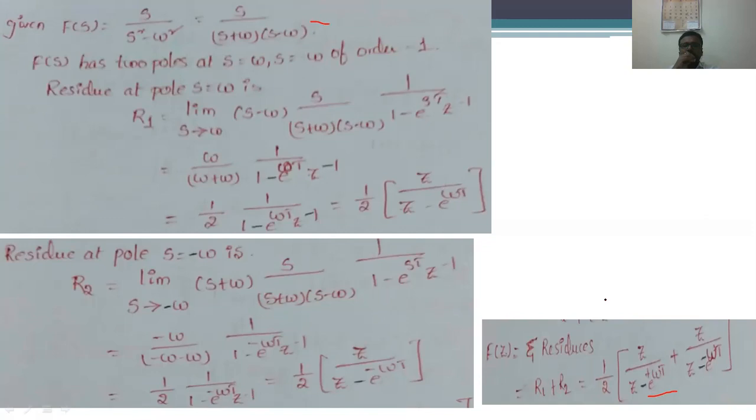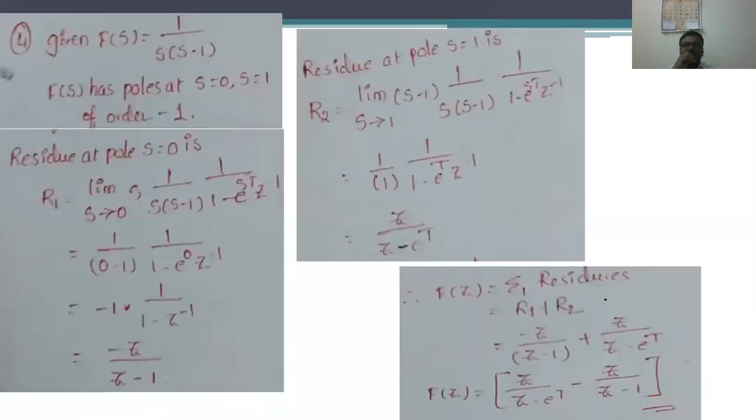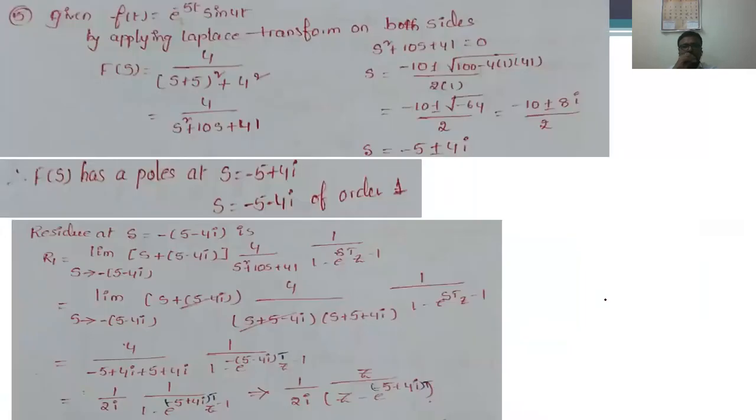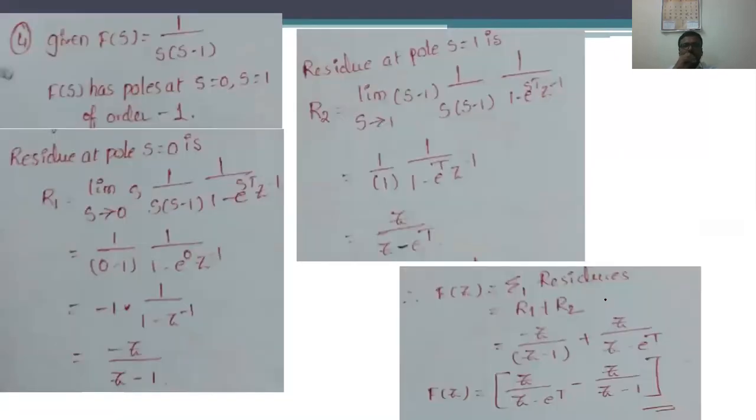This is the one side of the problem, and the next one. Next question is f of s is equal to 1 divided by s into s minus 1. Okay. In this equation also we are able to identify two particular poles, that is s is equal to 0 and s is equal to 1.